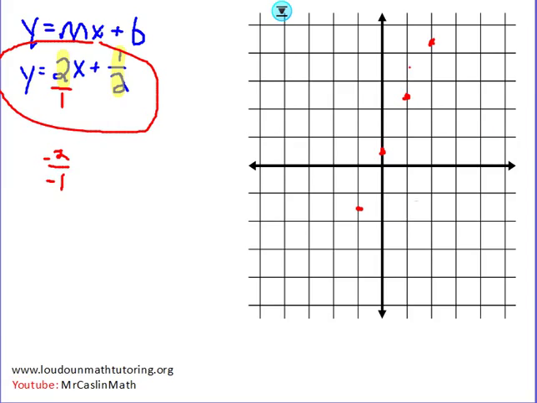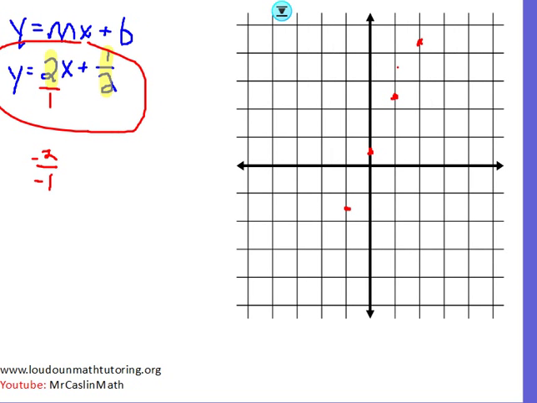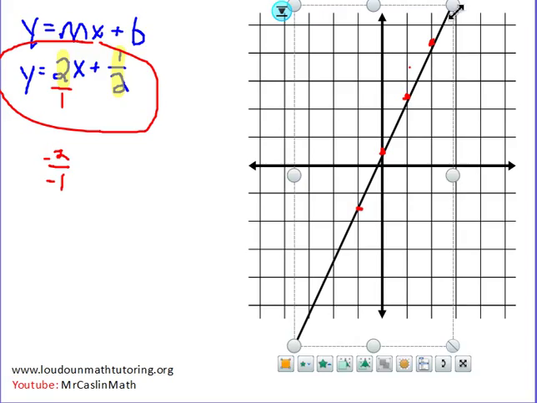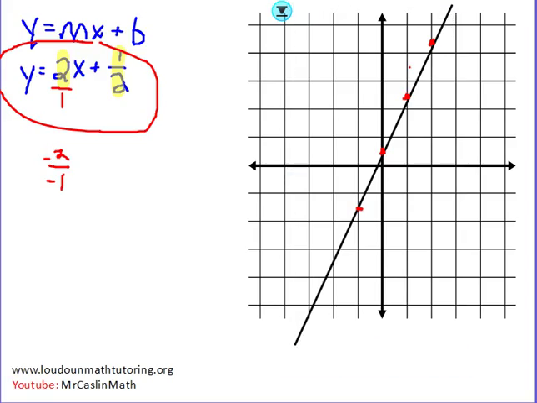Now we have a straight line. We can connect all these points together. Let me find my line tool here somewhere. And we get this straight line right here. Okay, I hope this helps, and we'll see you next week.